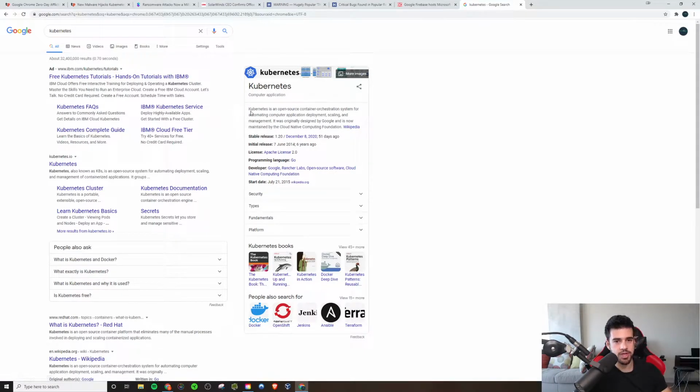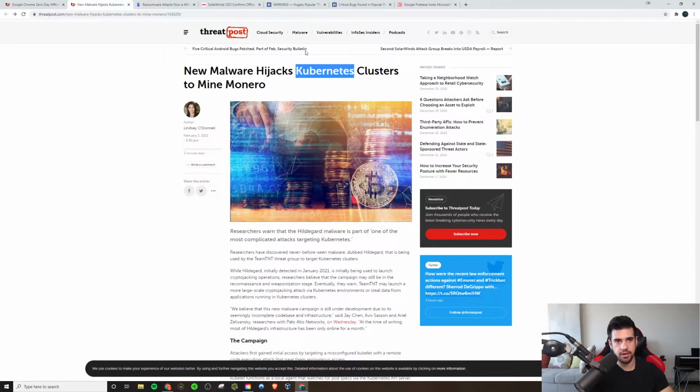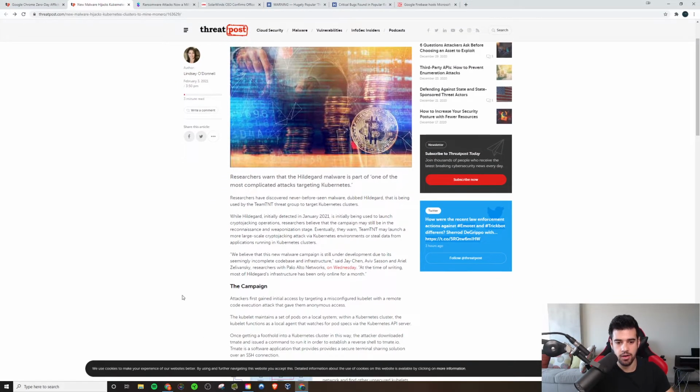Here might be a bit more of an official description: open source container orchestration system for automating computer application deployment, scaling, and management. So basically a way to deploy your Docker containers or whatever it is you're using at scale and manage them easily. Of course, something like this would have a lot of power, right? Would have a lot of control over things. So if you can exploit this, then that's really lucrative for an attacker, right?